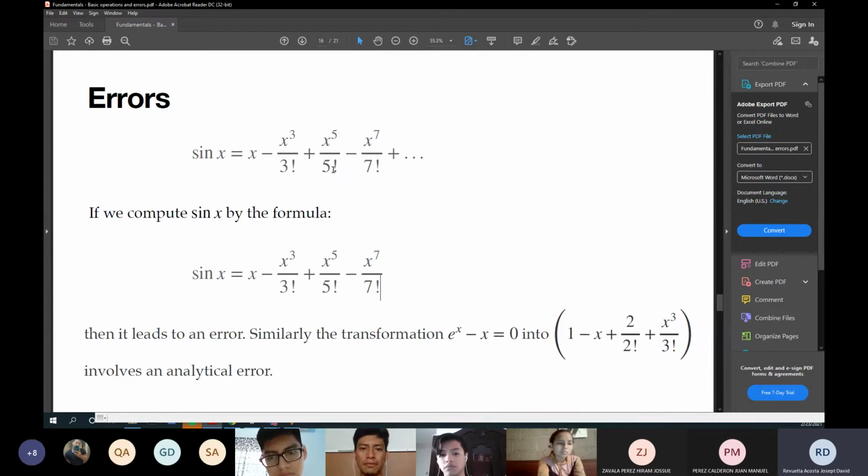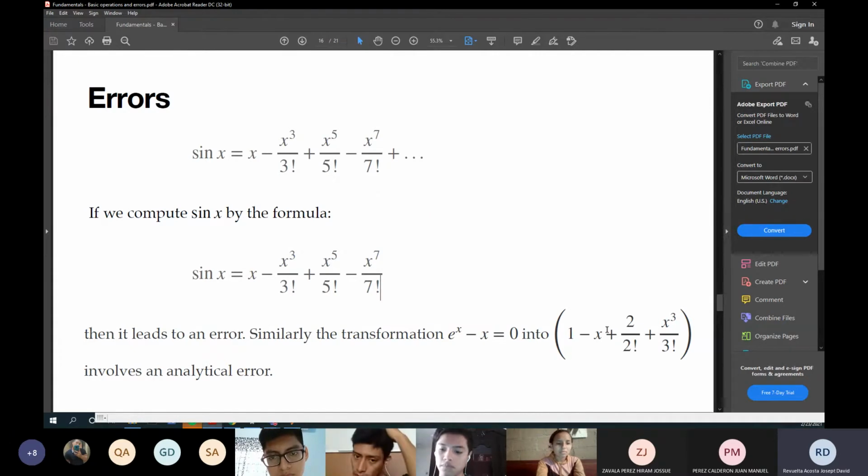It's very, very small. Okay? So we also have a lot of examples. If we want to make a transformation of this value, like exponent of x minus x equal to 0, we can do it using this expression. But then you'll find again a similar error. So to quantify the error, let's do this type of calculation.